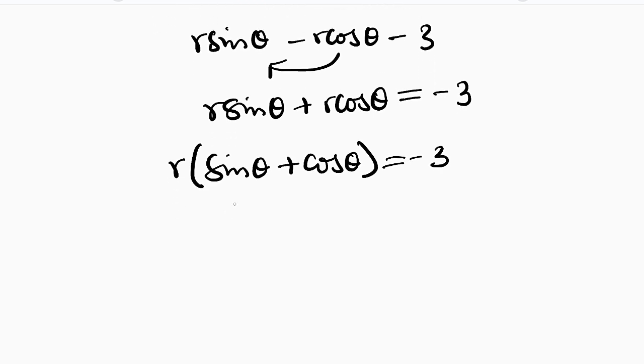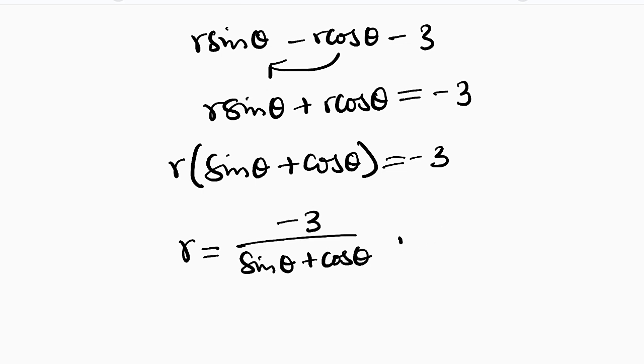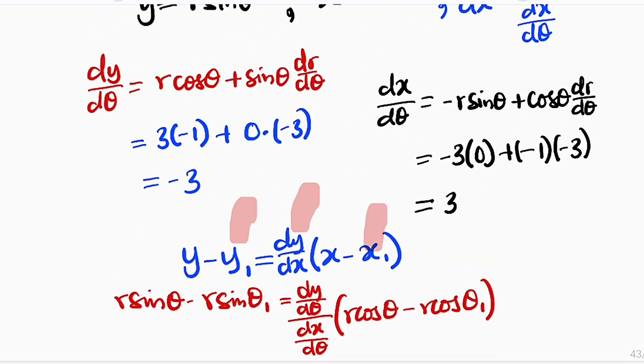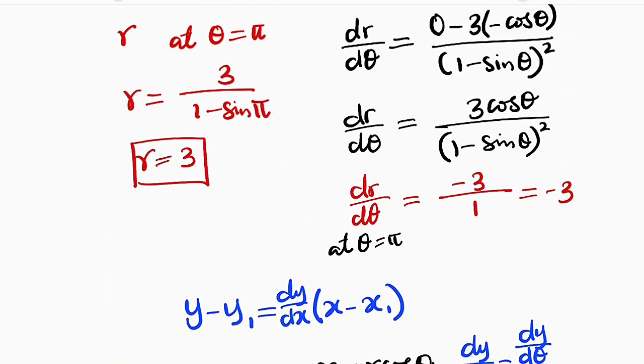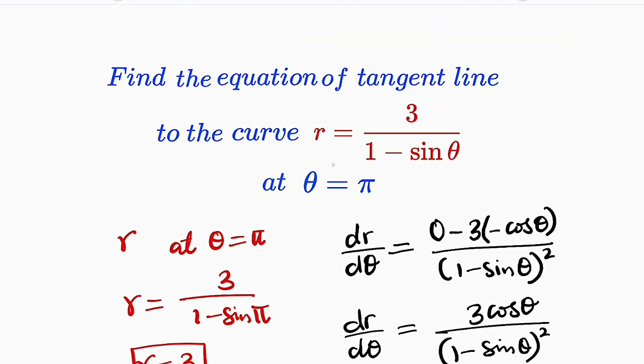Divide both sides by sine theta plus cos theta. Finally, r equal to -3 divided by sine theta plus cos theta. And hence, this is the equation of the tangent line to that curve, r equal to 3 divided by 1 minus sine theta, at a point where theta is equal to pi.